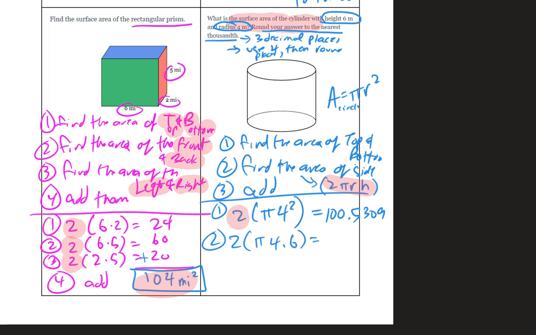So we're going to type that into our calculator. We can type it in just like that: 2 times pi times 4 times 6. So that's a times, not a point. We're going to remember that's a times 6. If we put that into our calculator, we're going to get 150.7964. And then step number 3 says we just add those together.